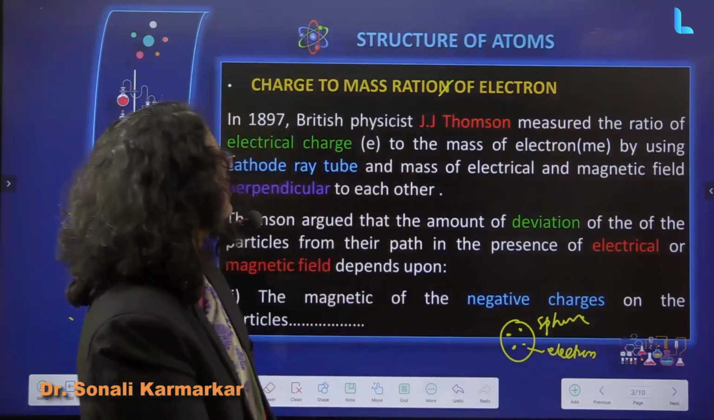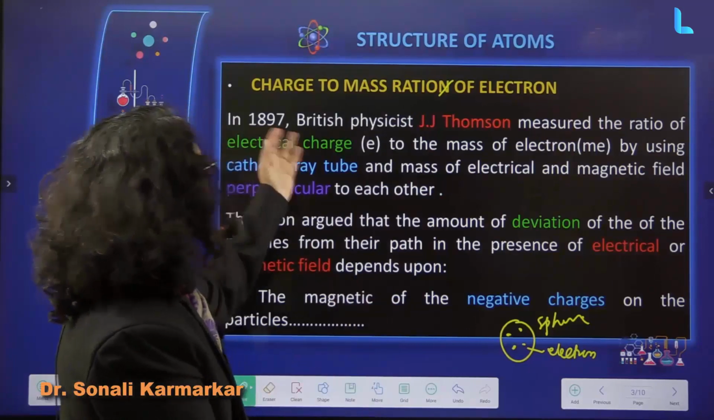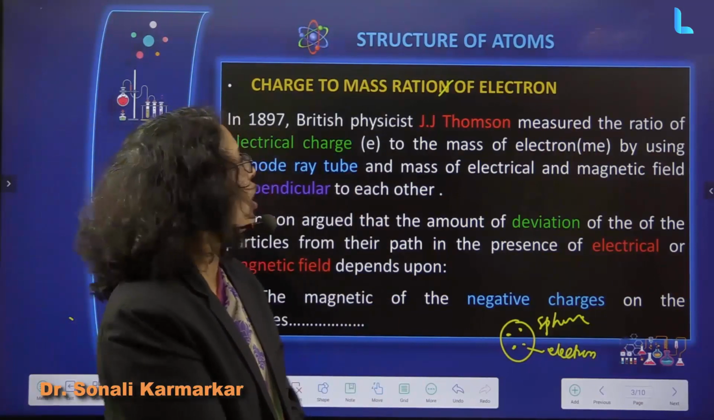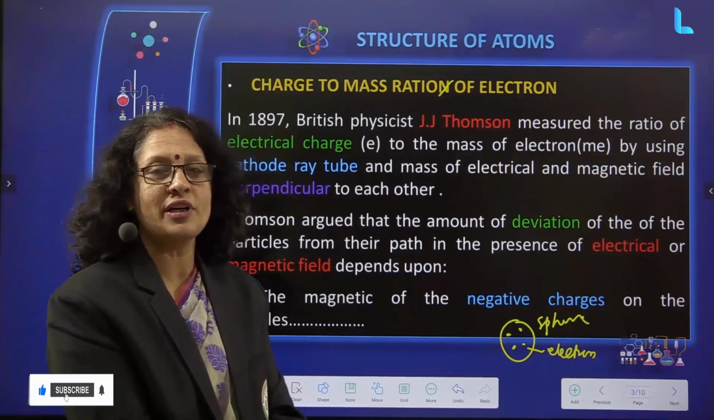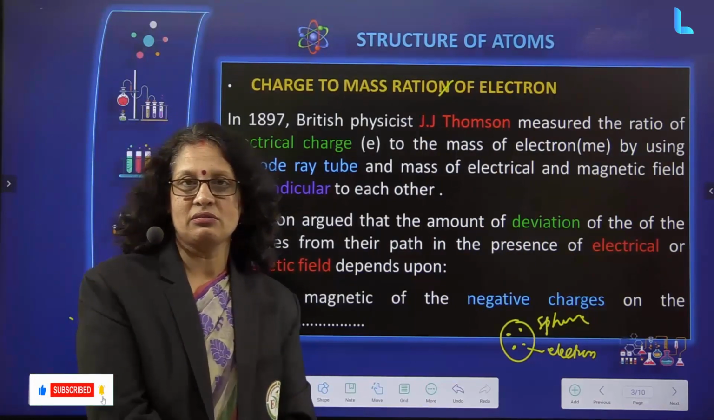By different scientists. So let's discuss that. Charge to mass ratio of electron. What is charge to mass ratio? How is it identified and how can it be signified?